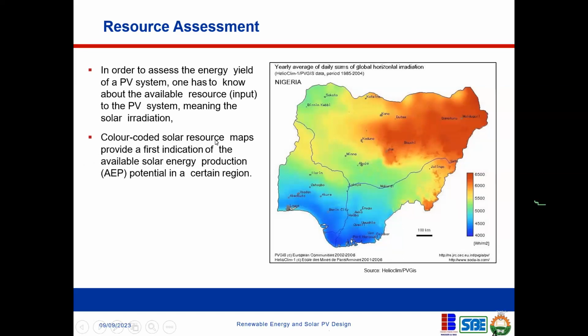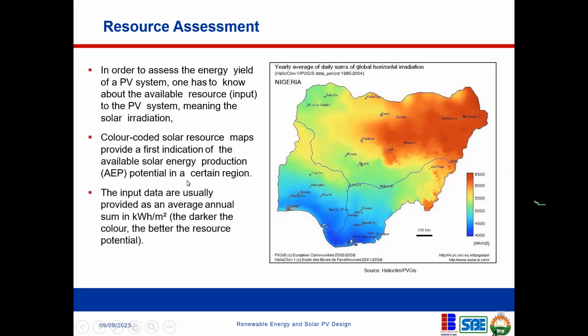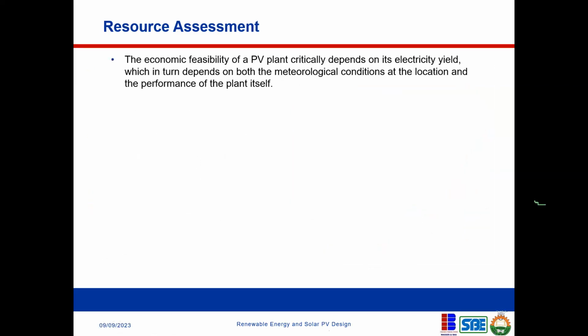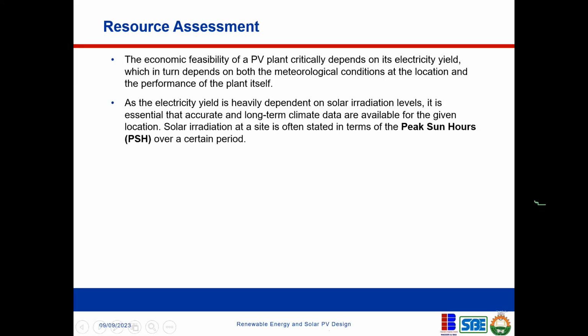So color-coded solar resource map provide the first indication of available solar energy production. I think I've already explained this. The economic feasibility of PV plant critically depends on its electricity yield, which in turn depends on both the meteorological condition at the location and the performance of the PV plant. So as the electricity yield is heavily dependent on solar irradiation level, it is essential that accurate and long-term climate data are available for the given location.